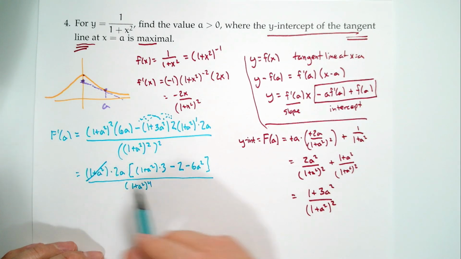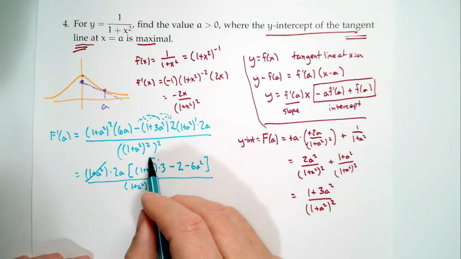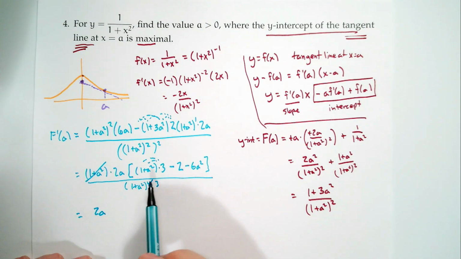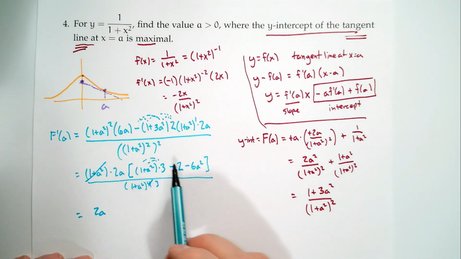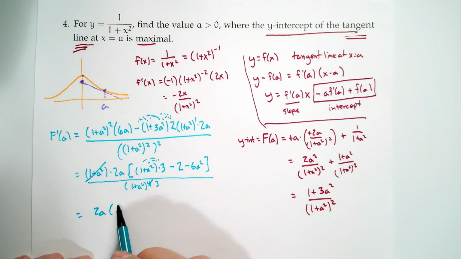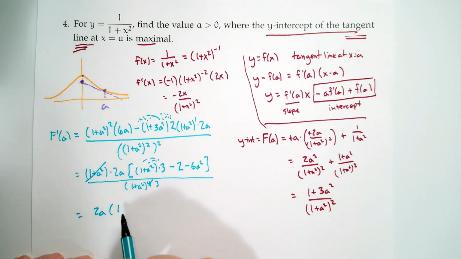Now, of course, we can cancel off a single 1 plus a squared. That's nice. And we should factor this through. So, what do we have? Well, we have 2a. Then we have 3 minus 2. If I take 3 minus 2, that's 1. Then we have 3a squared minus 6a squared, so that's minus 3a squared. And divide that by (1 plus a squared) cubed.